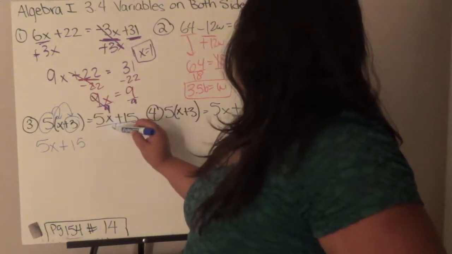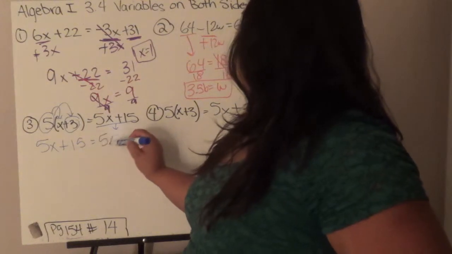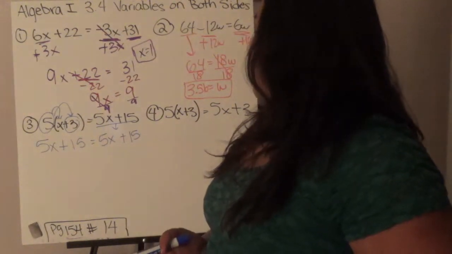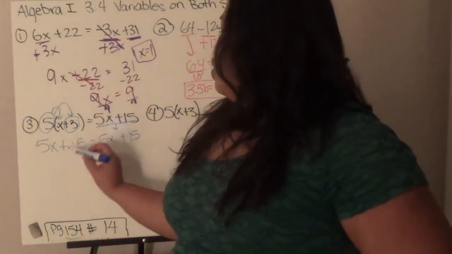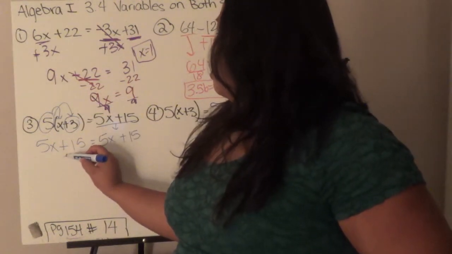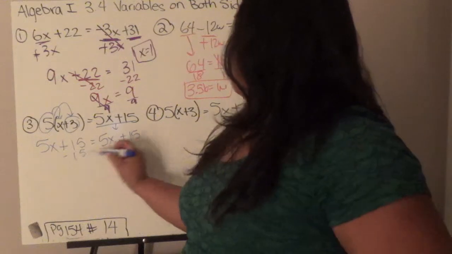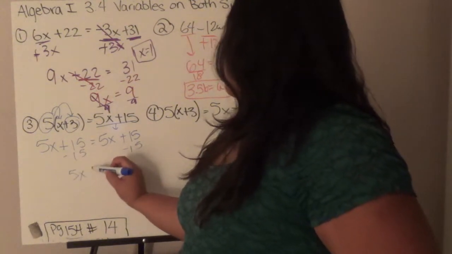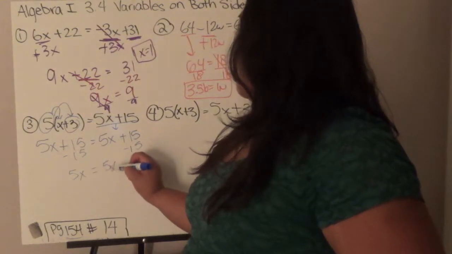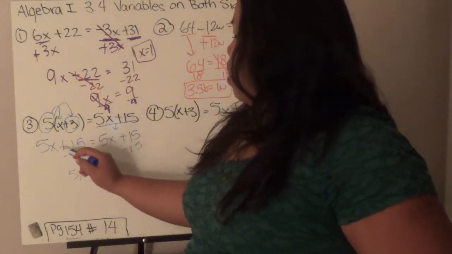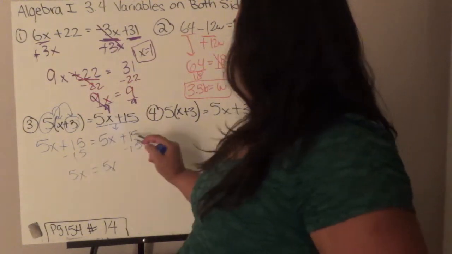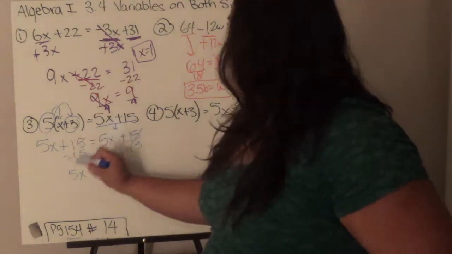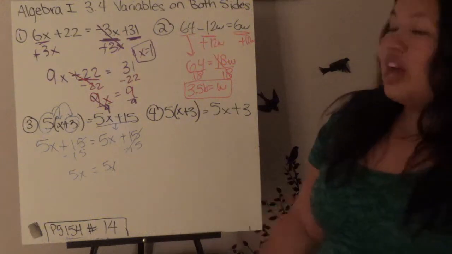And then I'm going to bring everything down. Okay? Now, I'm going to go ahead and subtract the opposite. Subtract 15 from both sides. I end up with 5x equals 5x, right? Because if I want to get rid of 15 here, I have to subtract it. Well, this also has a positive 15, so if I subtract from there, these both cancel out, and I end up with 5x equals 5x.